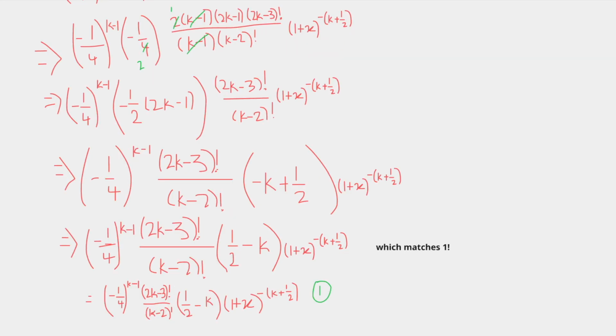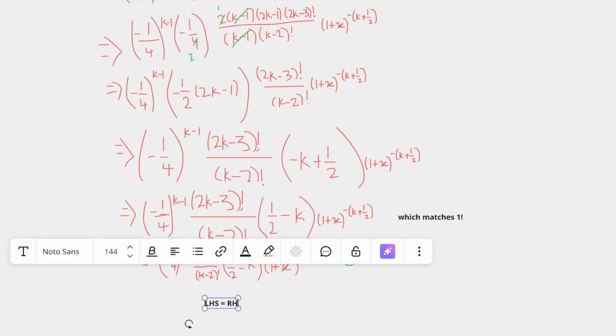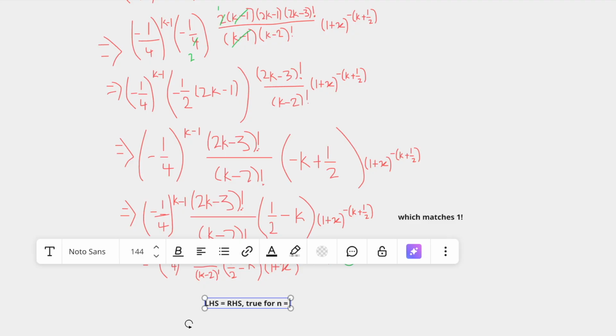This matches the left-hand side of the equation, meaning it matches equation 1. Therefore, we can conclude that this formula is also true for n equals k plus 1.